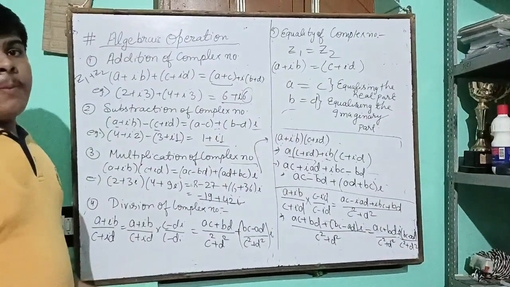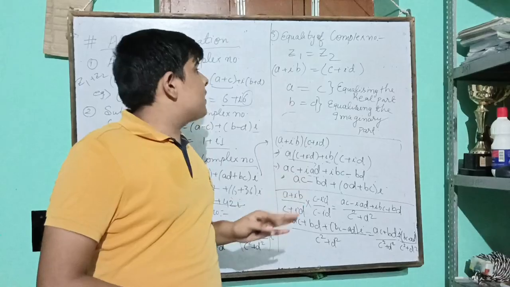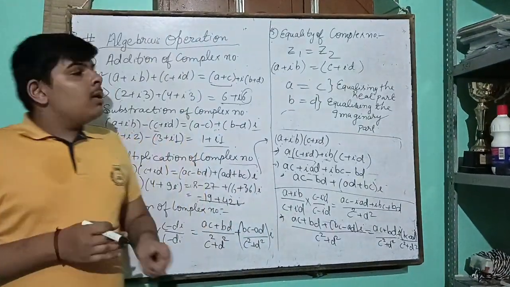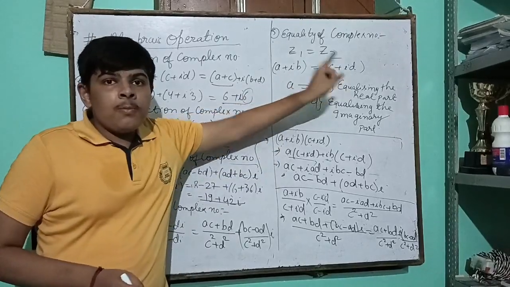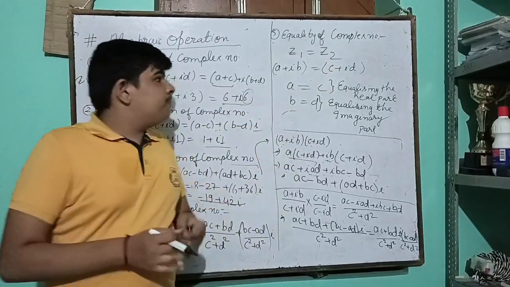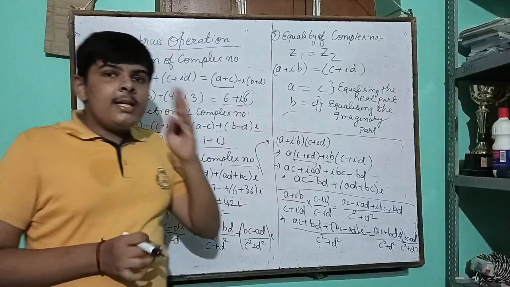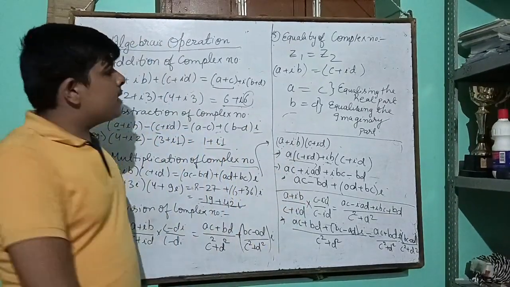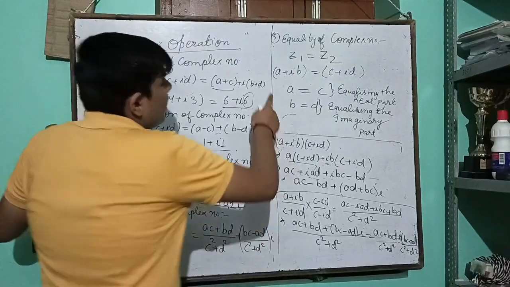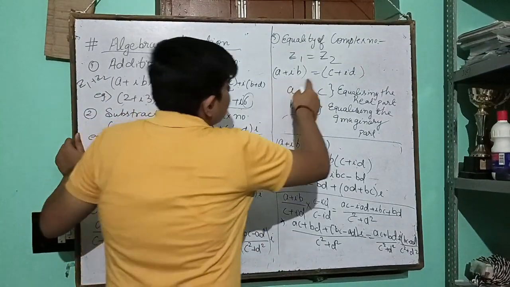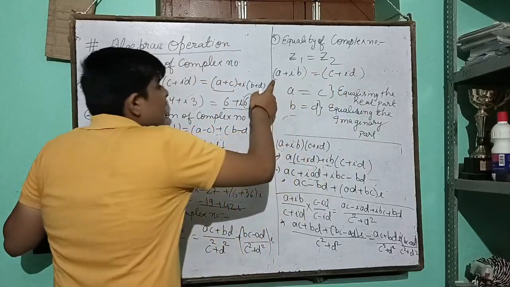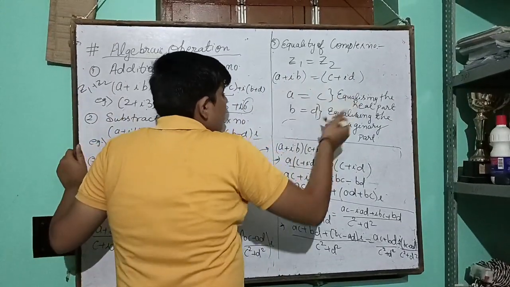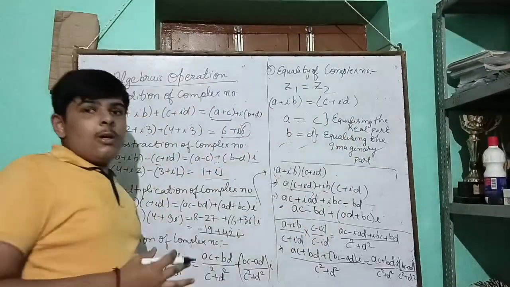Now the next property is the equality of complex numbers. If the first complex number is equal to the second complex number, it shows that the real parts of these two complex numbers are equal, and the imaginary parts of the two complex numbers are equal. Like here a plus iota b is equal to c plus iota d, so a is equal to c and the imaginary part, that is b, is equal to d. So these are the 5 properties of the complex number.